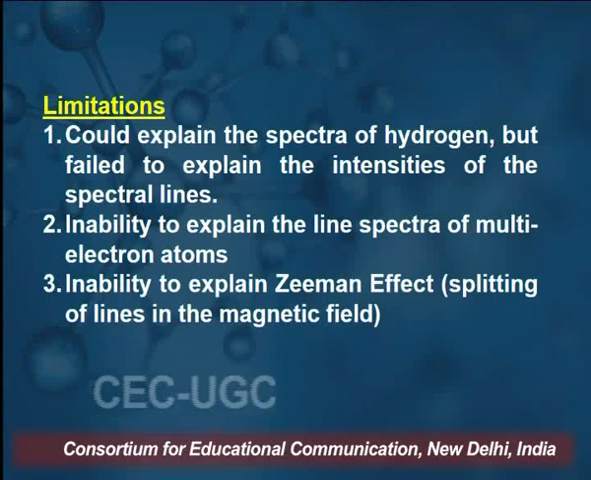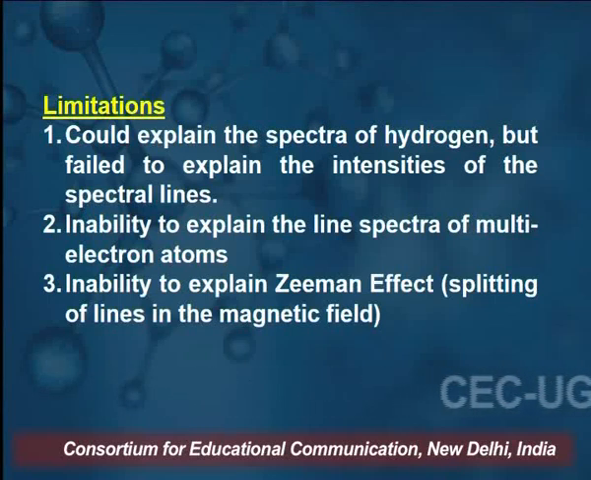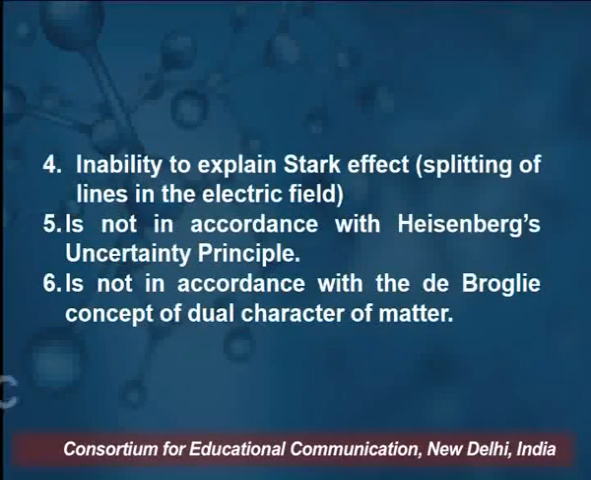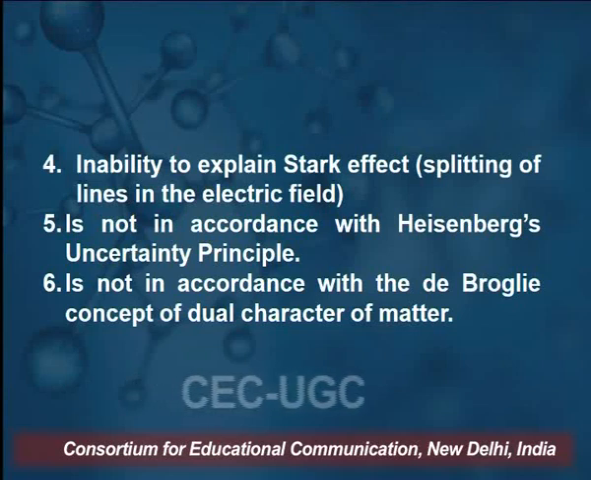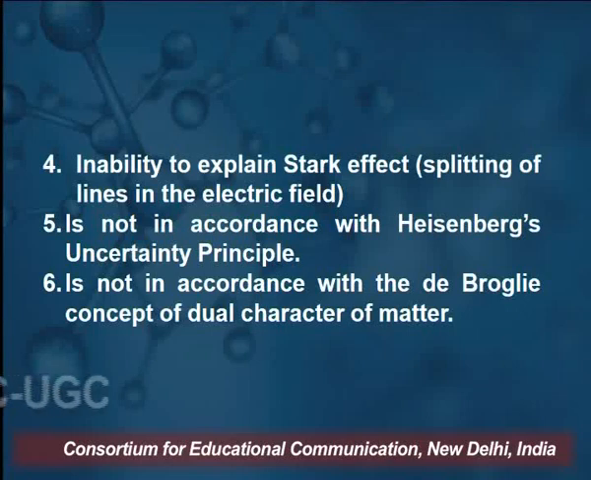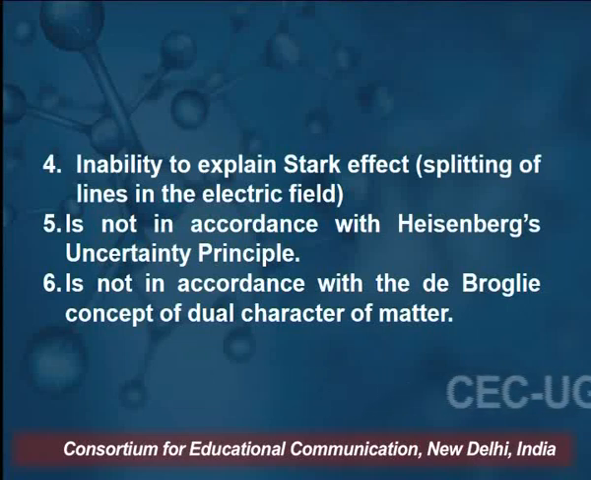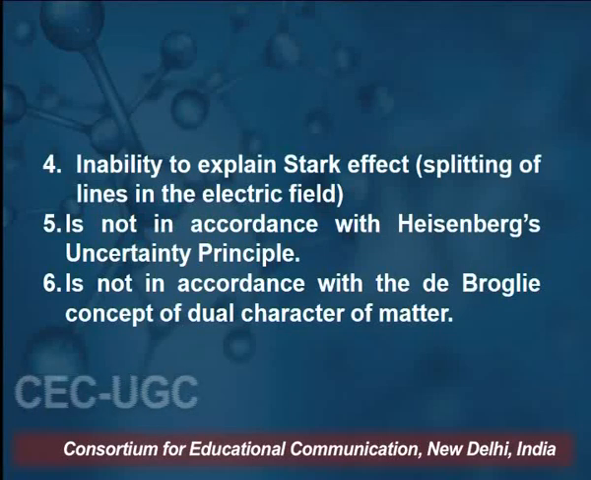It was unable to explain the Zeeman effect, which is the splitting of lines in the magnetic field. Also, it could not explain the splitting of lines in the electric field, that is the Stark effect. Bohr's model was also not in accordance with Heisenberg's uncertainty principle and the de Broglie concept of dual character of matter, which we will also study in this topic today.